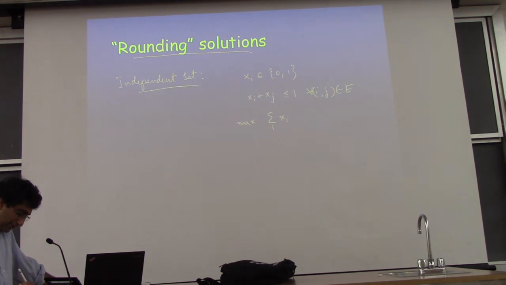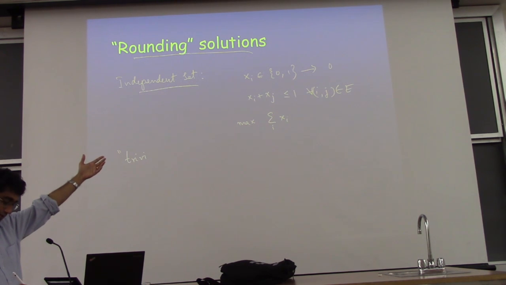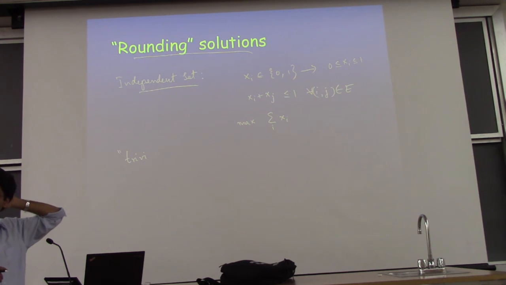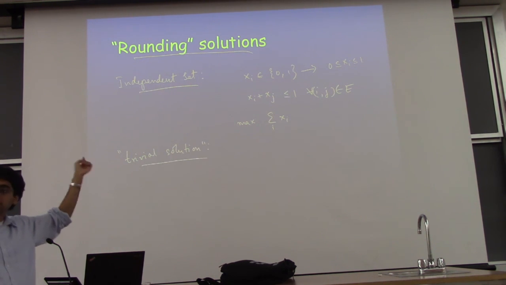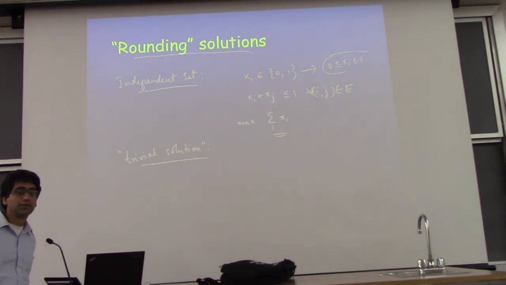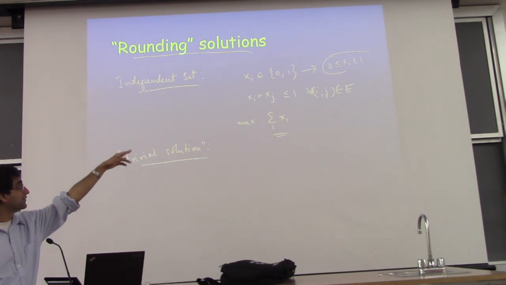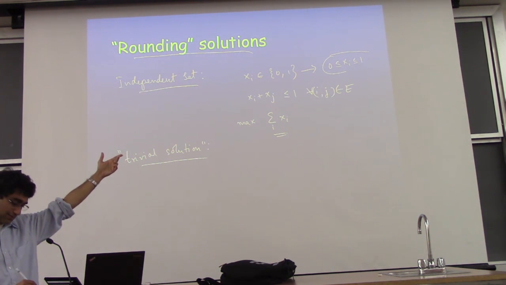Now you could have a trivial solution to this linear program. Suppose you forget about these constraints and just make it 0 less than or equal to xi less than or equal to 1. Then you have a trivial solution. Any guesses what this trivial solution is? What is an easy way to get a pretty large objective value and still satisfy 0 less than or equal to xi less than or equal to 1, and for every edge xi plus xj is less than or equal to 1?